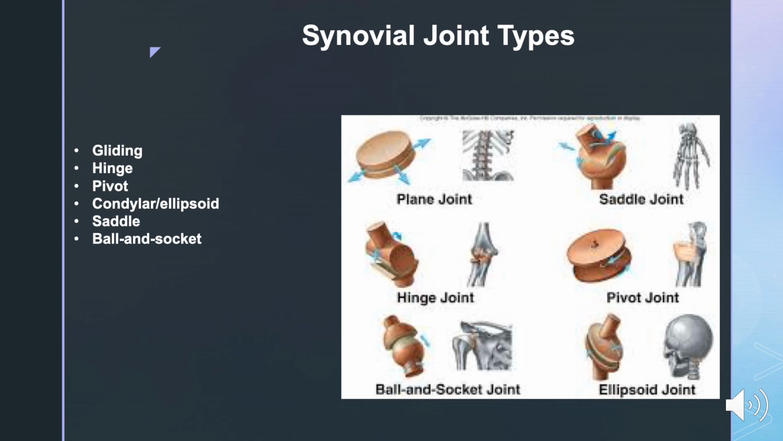Saddle joints, which are biaxial, and you can only find one in the human body between the thumb metacarpus and the trapezium of the wrist. And finally, ball and socket joints, where you have a spherical head of one bone that enters another, such as the femur.